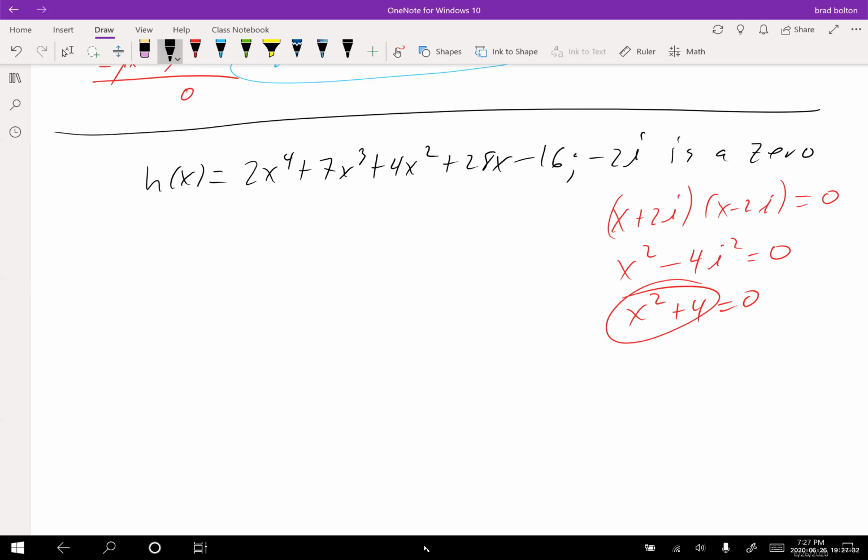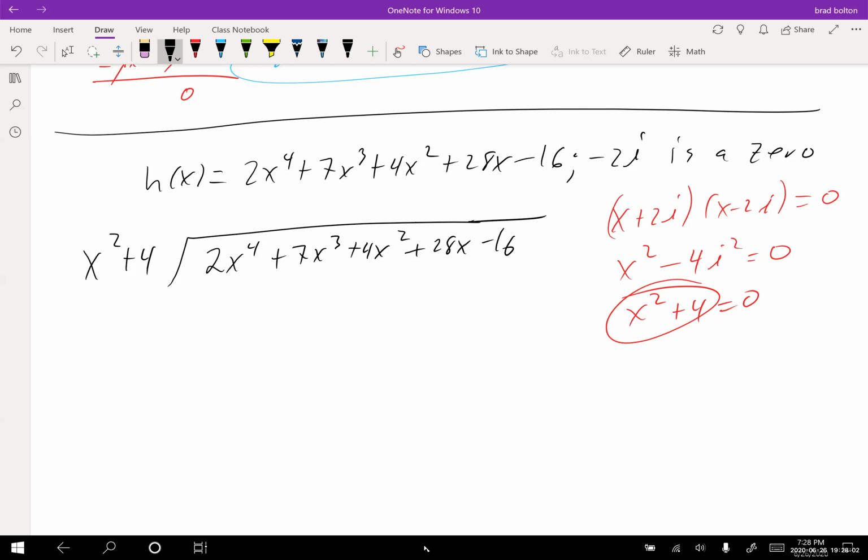So I'm going to come over here and I'm going to do x squared plus 4. Now you might ask yourself, what if they didn't give us one of the zeros? Well, then we turn to our calculator. We try to find one on the calculator and do long division with that one. And then we do the rest with factoring or with our depressed polynomial. But this is the technique I want you guys to try to work with. This is something you need to learn. So then we have 2x to the 4th plus 7x cubed plus 4x squared plus 28x minus 16. I have a feeling this one might be a little bit harder. Let's see.